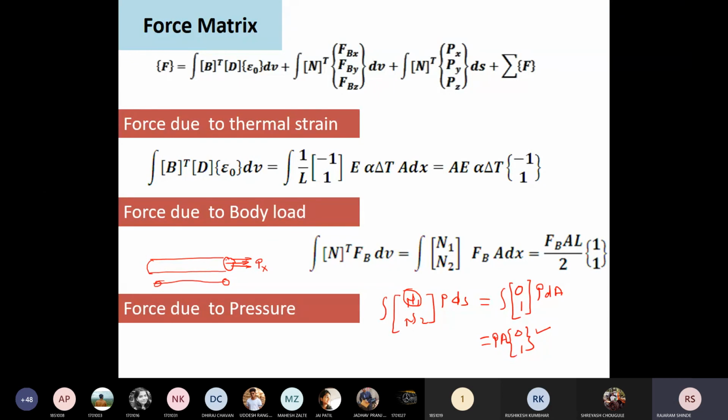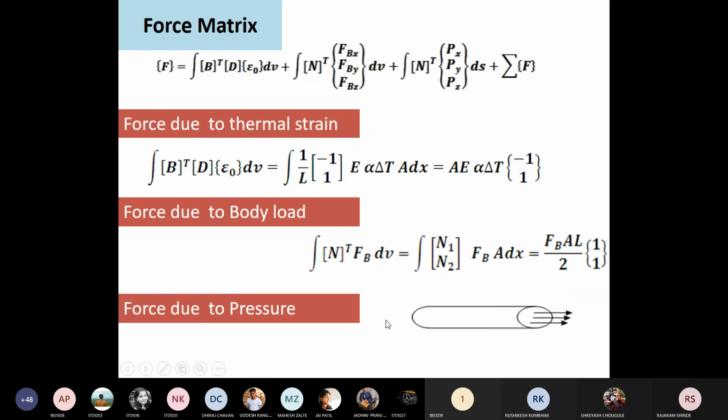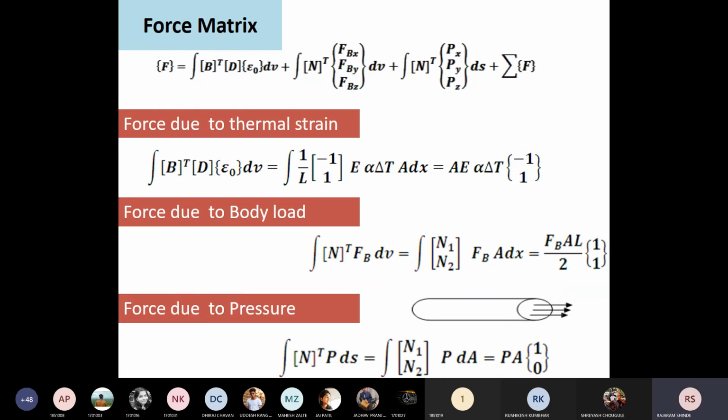If force is acting at node number 1, then this matrix will change to PA times 1, 0. Now you can see here, this is the pressure acting at node number 2. Here N transpose P ds. Now N1, N2. It is not necessary to calculate the integration because here N1 is 1 at node number 1 if we consider the pressure at 1, and 0 at node number 2.